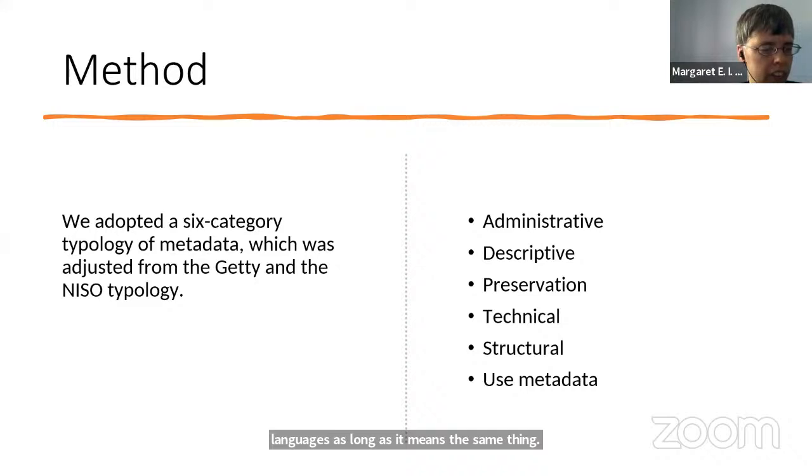We also adopted a 6-category typology of metadata, which is based on the Getty and the NISO typologies, which are very commonly used in metadata. And these are the standard: administrative metadata, descriptive, preservation metadata, technical, structural, and use metadata.